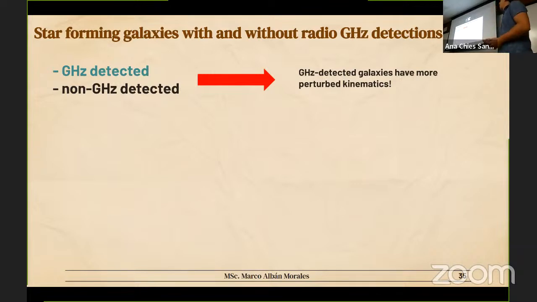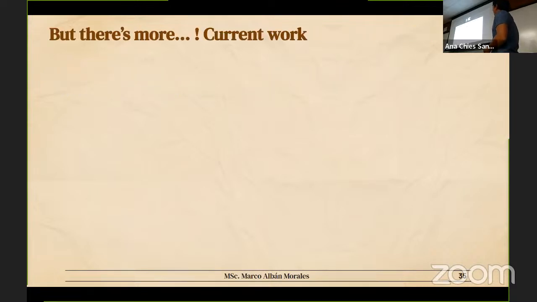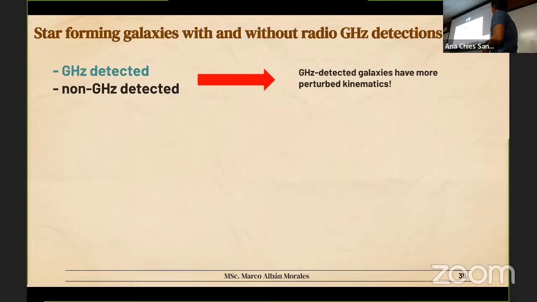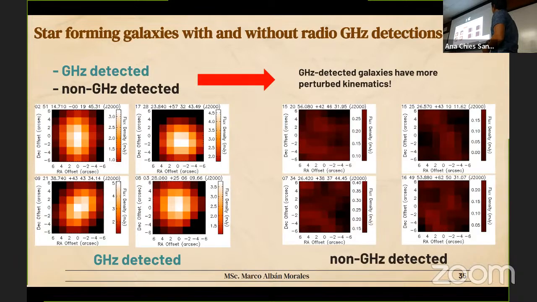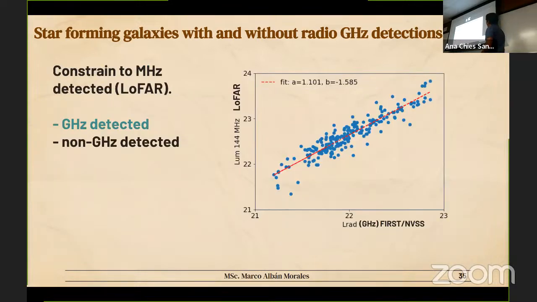So we use LOFAR, a lower frequency radio survey, and we see that. So yeah, this is basically the non-detected and the gigahertz detected. Five minutes, okay. So for the gigahertz detected, when I compare the luminosity at 144 megahertz from LOFAR to the gigahertz luminosity, we see a tight relation.